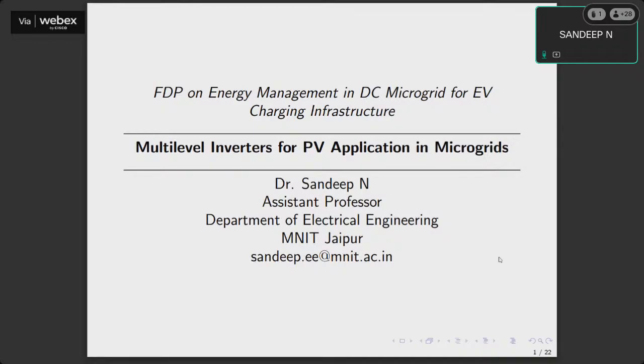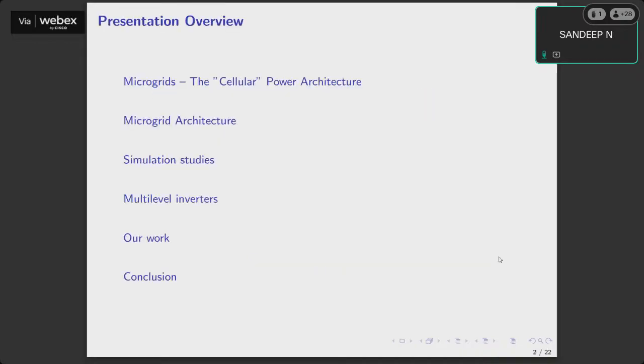level inverters. So what is the content that we are going to cover? We'll start with a basic introduction to microgrids, which I definitely know all the presenters so far would have covered. So we'll try to have a very brief touch-up on microgrids. Then, what does the typical microgrid architecture look like? Then I'll show some of the simulation studies, and then we'll get into the multi-level inverters.